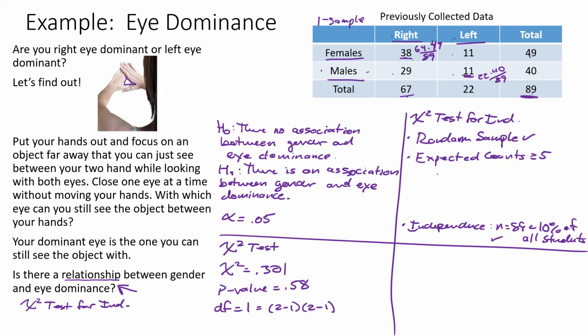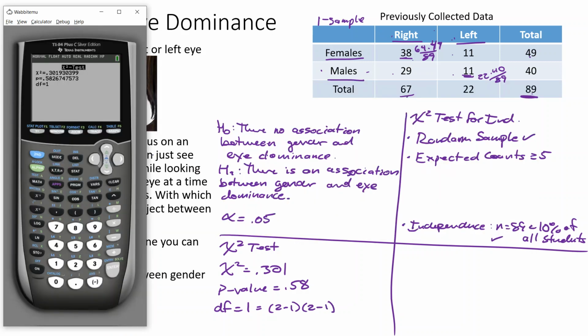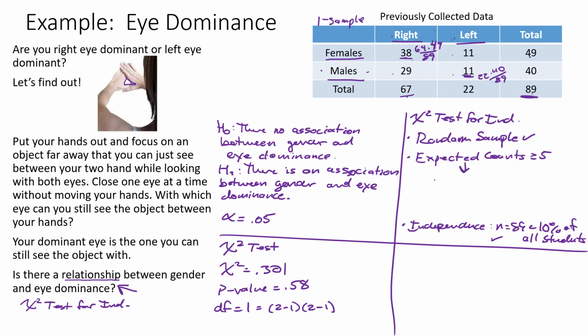All right, now we're going to go back to those expected counts. Don't forget those. So if we go back to matrices, second matrix, and we go to edit, and we look at matrix B, there's our expected counts. It calculated them for us. So I'm just going to make a little matrix right under here, and I'm going to write in the expected counts.